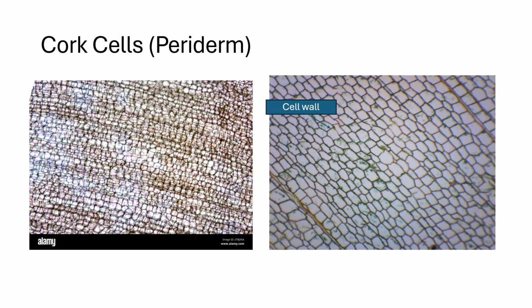Observe the thick, rigid walls of the cork cells. Because these cells are dead at maturity, their interiors appear empty. Their thick walls and tight packing form a protective, waterproof layer.